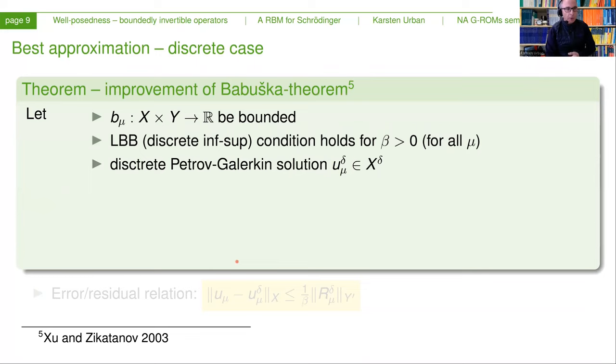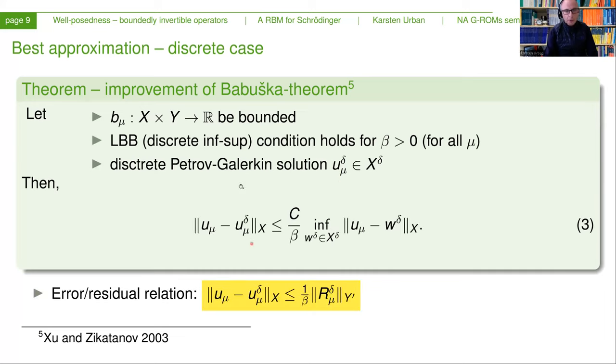Second, which is also well-known, this is kind of an extension of the well-known Babuška theorem, and this extension goes back to Xu and Zikatanov. Again, assuming that you have a boundedness of the bilinear form, that you have a discrete counterpart of the inf-sup condition, typically known as Ladyzhenskaya-Babuška-Brezzi condition. And then if we denote the discrete solution by u_delta mu, then we know that the best approximation truth approximation is bounded by the best possible approximation in that space.